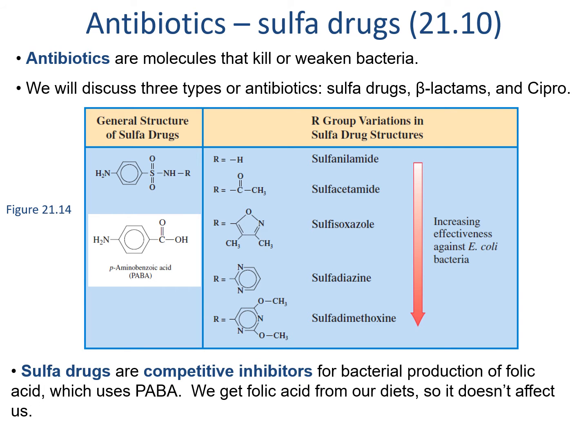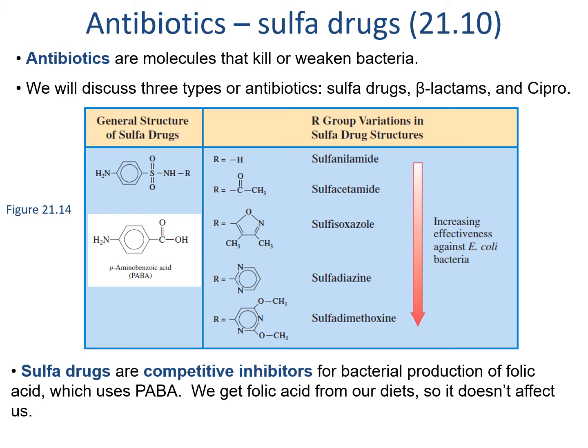Another really important set of examples of inhibitors are antibiotics. The first class of antibiotics that we're going to talk about are the sulfa drugs. Antibiotics are really any molecule that kill or weaken bacteria. Oftentimes we accomplish this by targeting an enzyme that the bacteria need, but humans do not.